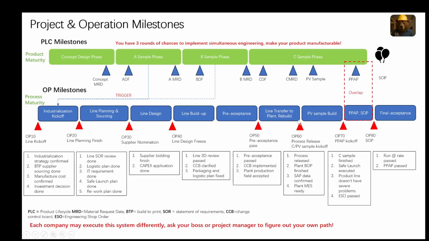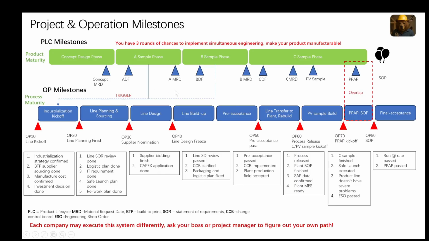Then the product line is transferred to your plant, rebuilt, and you're going to build the PV samples, PPAP, SOP, and the final acceptance of the line. I've listed out the milestones of the operations. So the green bar and the blue bar, these two go parallel. They don't start at the same time, but they're going to meet finally at the PPAP phase. They're going to meet at this point. So this is basically the overview or the framework of the R&D and operations cooperation model.